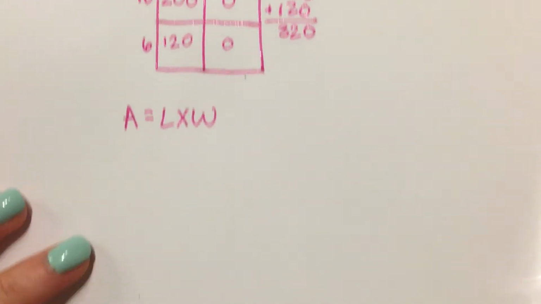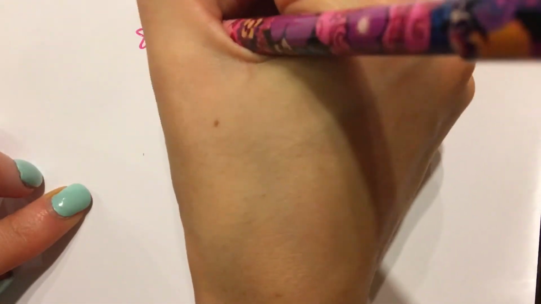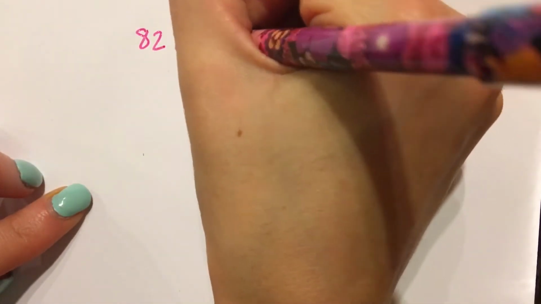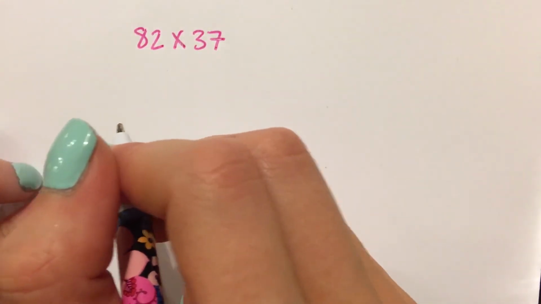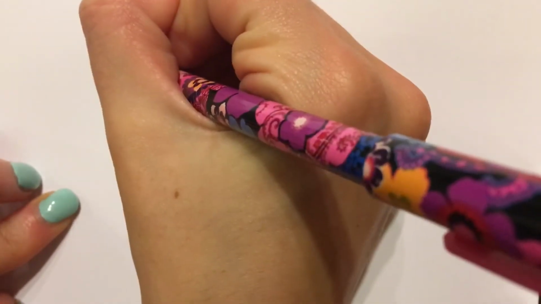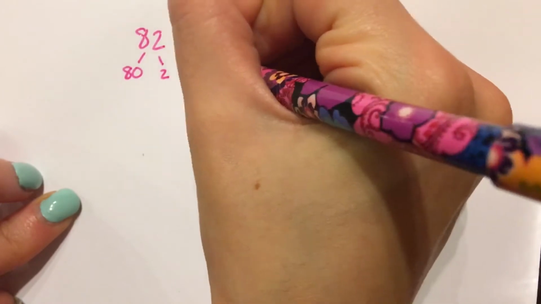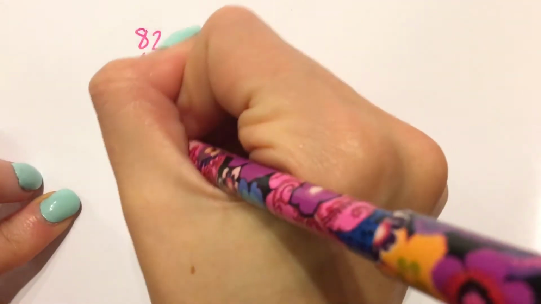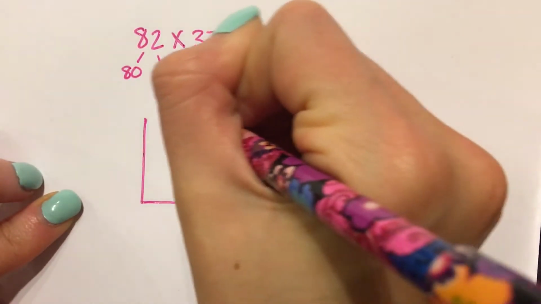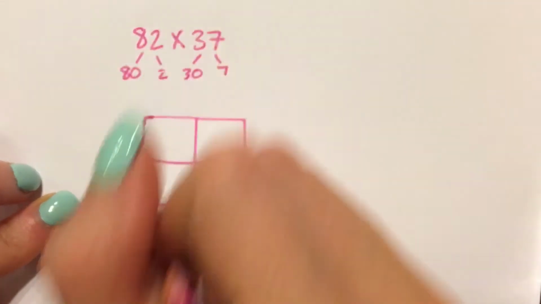Let's go ahead and try another one. We will do, for this one, let's say we have 82 times 37. So again, the first thing I'm going to want to do is decompose these numbers. So 82 turns into 80 and 2, and 37 turns into 30 and 7. I'm going to go ahead and make my area model for this. I have two-digit numbers, 4 pieces in total, so I'm going to put my 4 square.